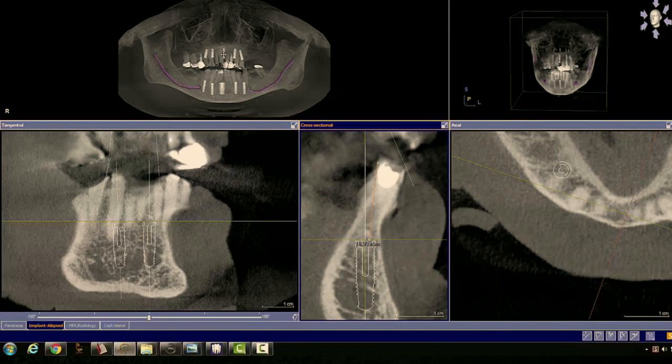All right, so in a case like this, if we know approximately the distance we're going to lengthen the incisal edges, which we did on this case.